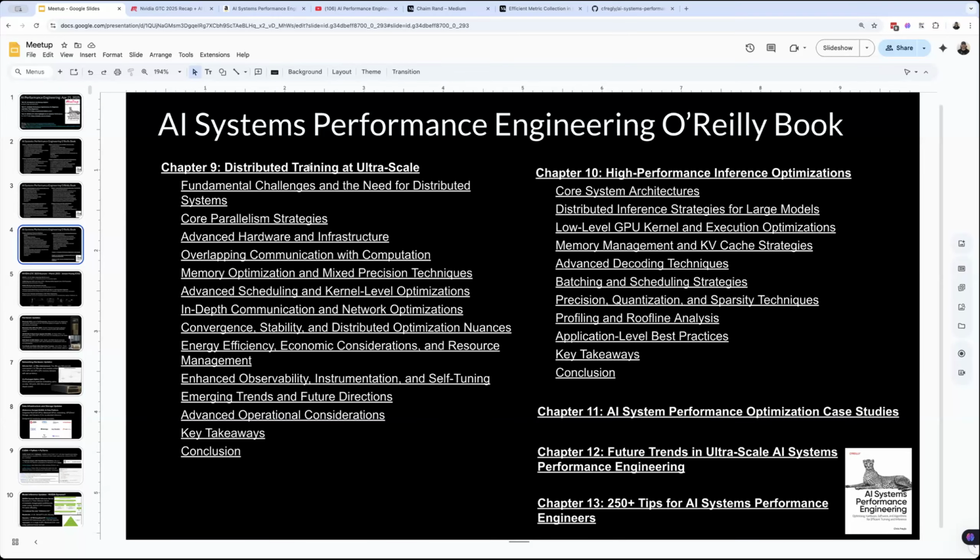Then chapters 9 and 10. Chapter 9 is dedicated to systems performance for distributed training with large models at what's now being called ultra scale. So these are the 1 trillion parameter models. I even go as far as a hypothetical 100 trillion parameter model and what would need to be done to train that. So that's really cool.